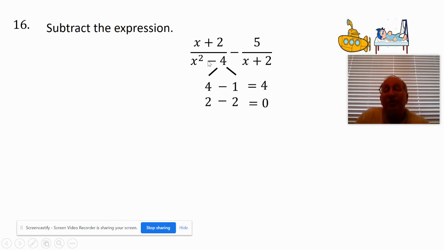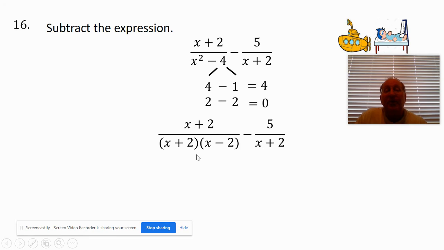Notice there's 0, no middle term. So I know that this is going to factor to x plus 2, x minus 2, because it has to be the same numbers. The only way you can subtract to get 0 is if you subtract the same number. So I have an x plus 2 in the numerator and denominator over this right here. Now, I'm not canceling out, but I need to make this side look like this. So I need to multiply this by x minus 2.